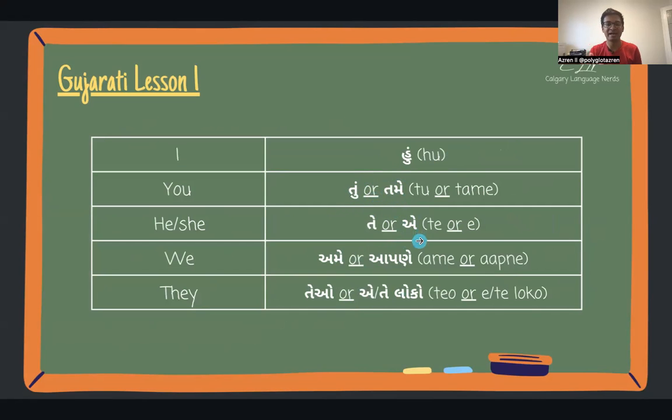Te and e, we looked at how they both mean he and she. It's not like one means he and one means she. No, they're just synonyms and both have a double meaning of he and she, as well as it, I suppose. We looked at the difference between ame and apne, and then we looked at these different ways to say they.